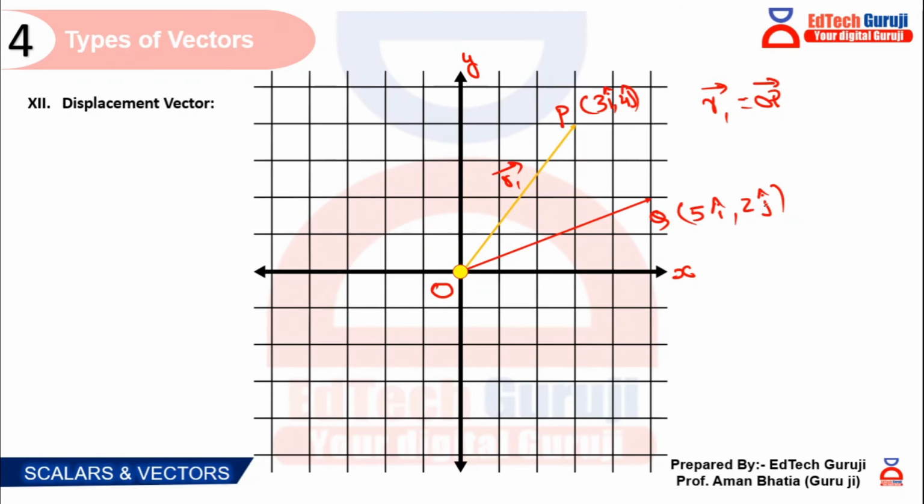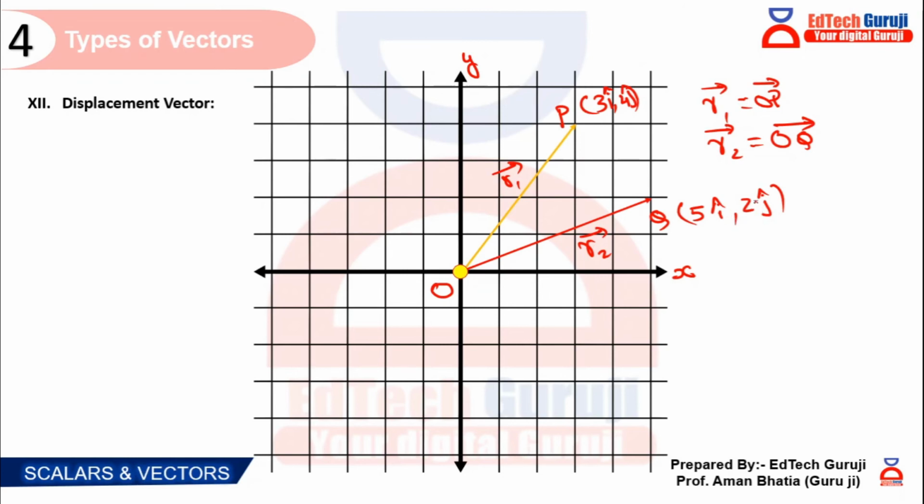Now this is also given as R2 bar. I can say this is R2 bar, OQ bar. So what is R2 bar? It's a new position vector, which is the OQ vector. And these are my coordinates, 5 i cap and 2 j cap in terms of unit vectors.